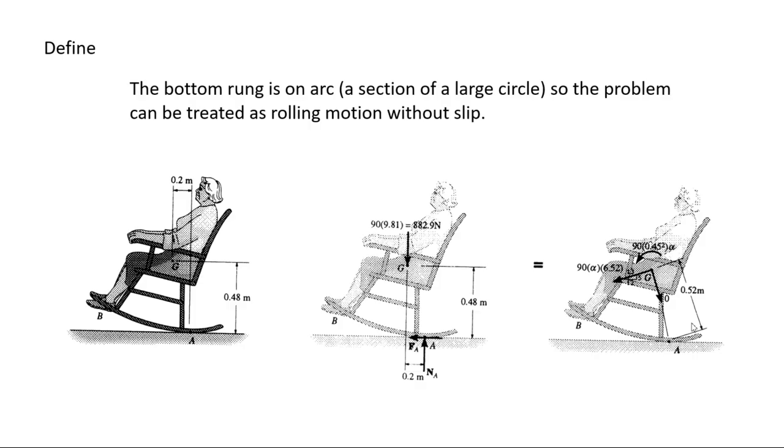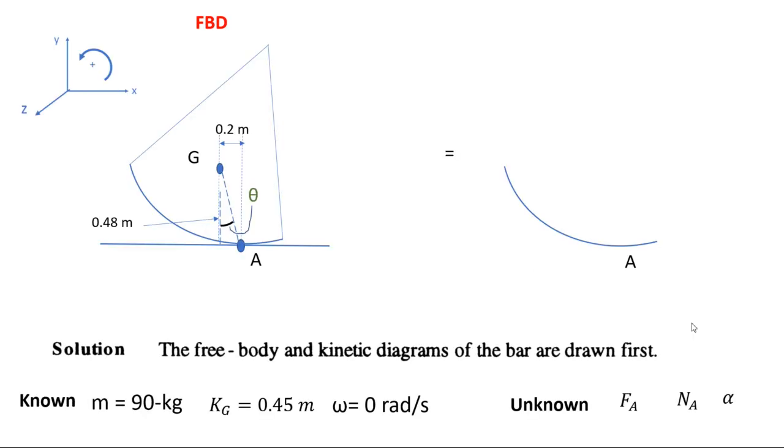So we start first by defining that the bottom rung is going to be on the arc, where the section of the large circle is going to move, so the problem can be treated as rolling motion without slip. Again, this is our free body diagram. You can see we have the weight going downward, and we have the two reaction forces at point A, the vertical and the horizontal one.